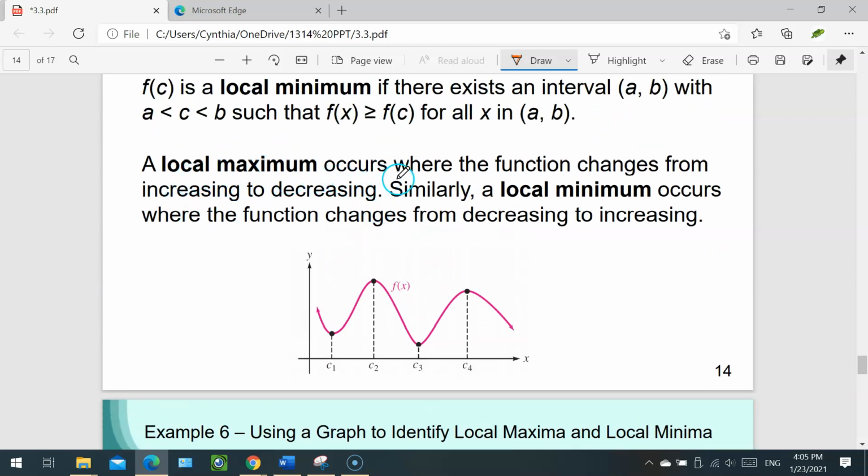A local maximum occurs when the function changes from increasing to decreasing. So when the function changes from increasing to decreasing, it will have a local max. When the graph changes from decreasing to increasing, it will have a local minimum.